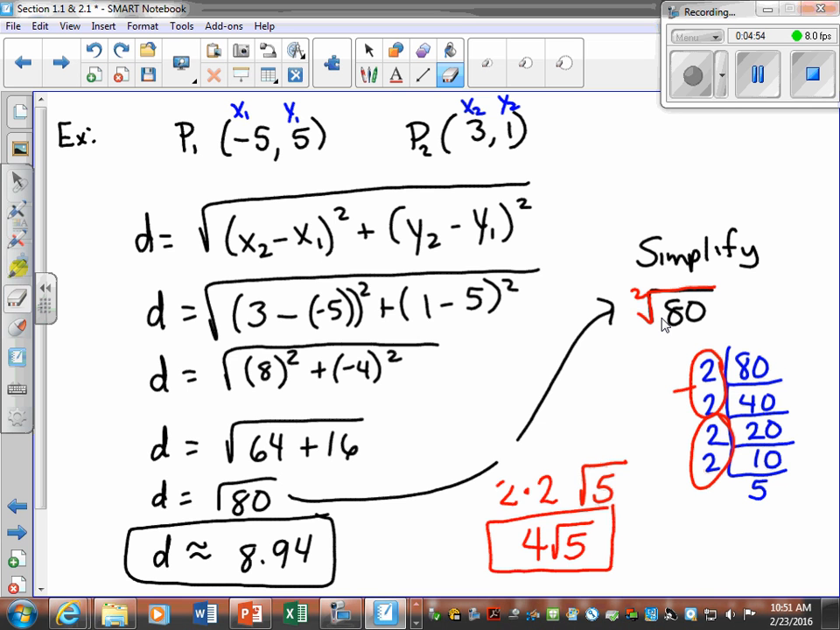Tons of ways to do it. I don't really care how you do it. This is just one particular way. So square root of 80, the exact value would be this, the approximate value is this.